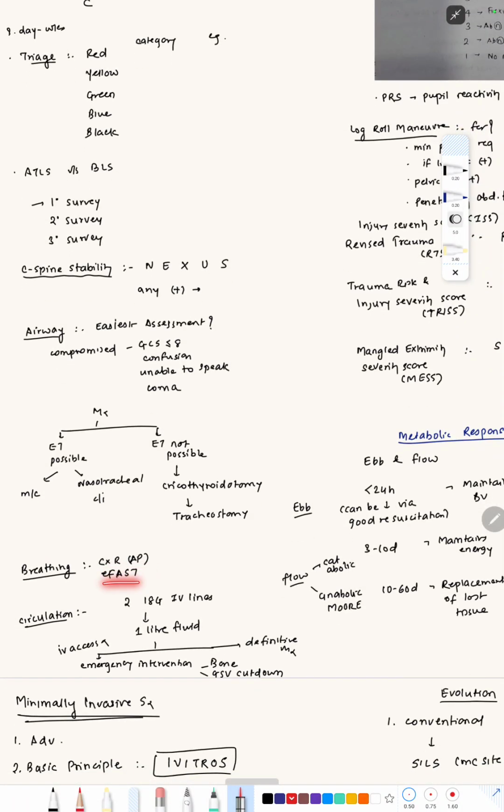AP view, and then the EFAST technique, that is extended focused assessment sonography in trauma. Then circulation. For circulation, two 18 gauge IV lines are used. 1 liter of fluid is given. If the IV access is not made, then in that particular case, emergency intervention in the form of intraosseous infusion can be done, or venous cut down where the great saphenous vein is used. The definitive management is putting a central line.